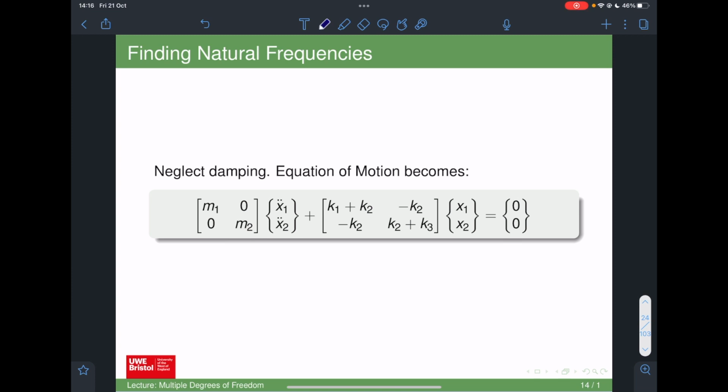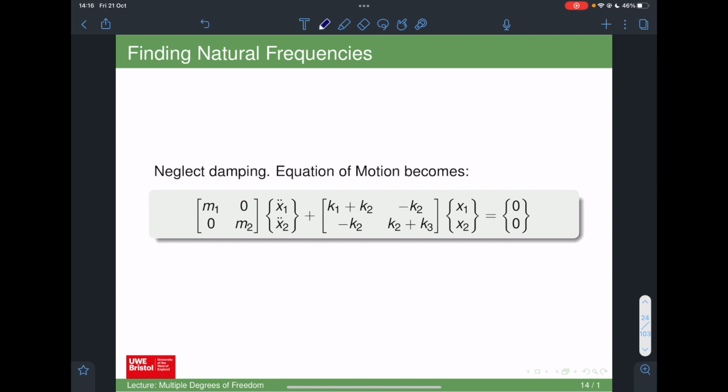Now, to find the natural frequencies, we ignore the damping. Take it out. The damping matrix disappears. We end up with just a basic system: Mx double dot plus Kx equals 0. We're finding natural frequencies, so it's free oscillation, not driven, and like I said, for the natural frequencies, we don't consider damping to be in there.